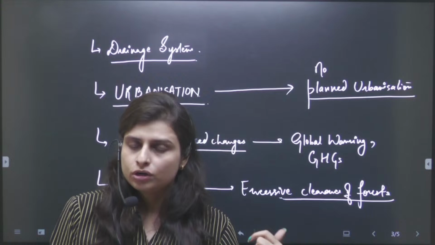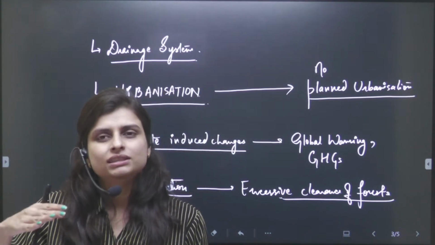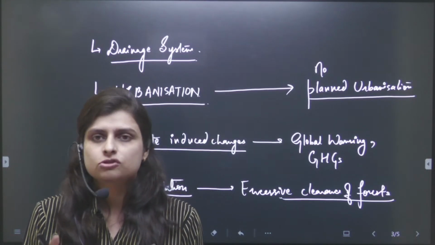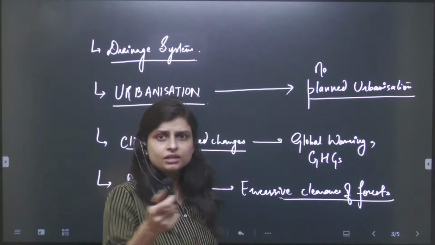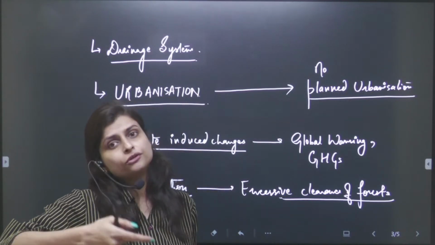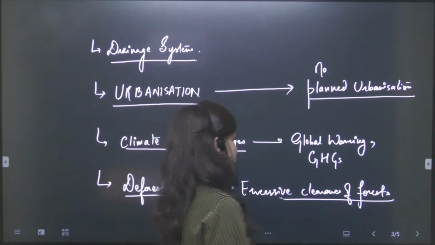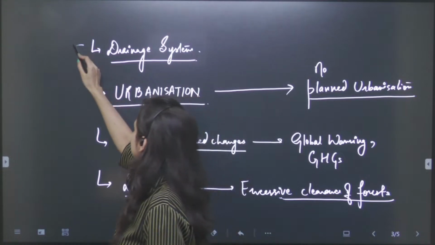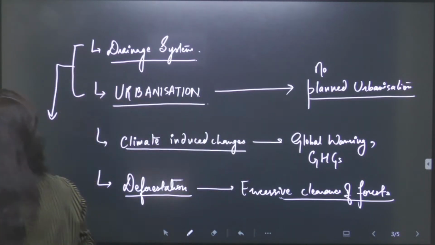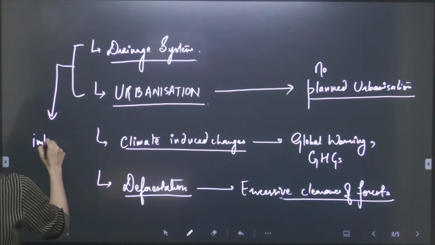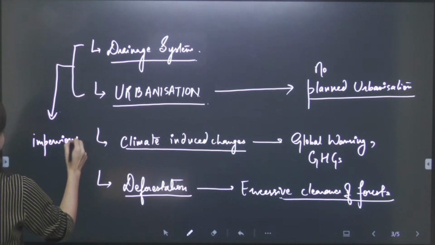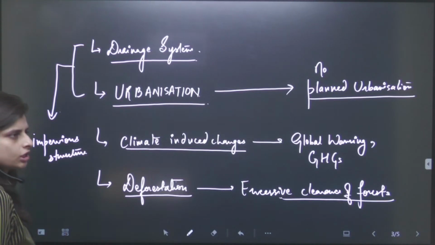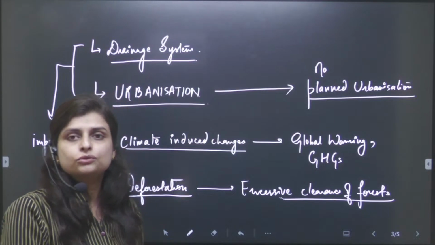And if we are having deforestation, that means felling of trees and clearance of the forest, what is going to happen is that we are going to have impervious structures. Impervious structure means the structure of concrete on which our buildings are framed, etc. So because of urbanization and poor drainage systems, we are having what? Impervious structures. And this impervious structure is mainly related to what? Concrete.